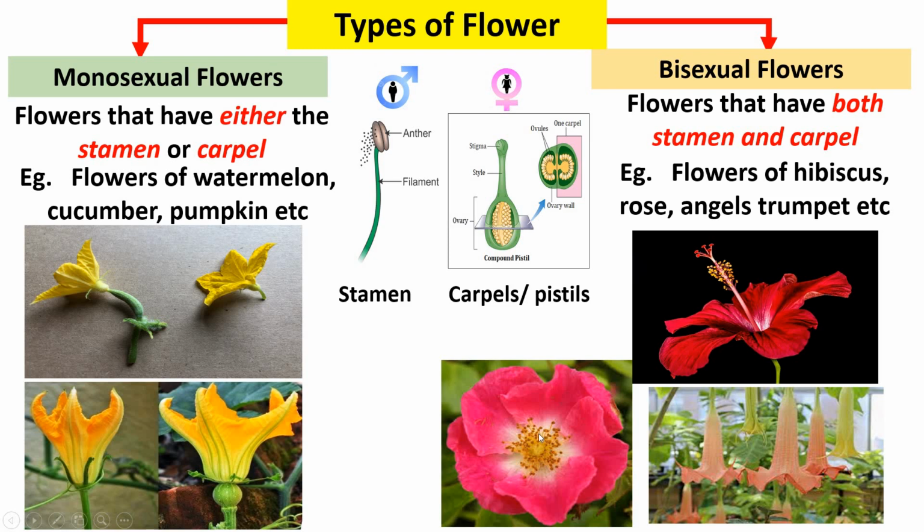In the same way, rose, over here you can see the smaller ones are all stamens, and at the center you will find carpel. So in the same rose flower, you will find both female and male reproductive parts. In the same way, angel's trumpet, I already showed you that it has both the male reproductive part as well as the female reproductive part. Okay, so dear students, based on stamens and carpels, flowers are of two types: monosexual flowers and bisexual flowers.